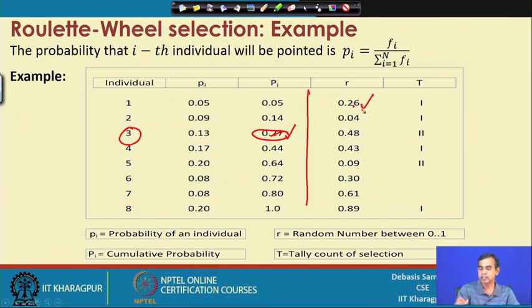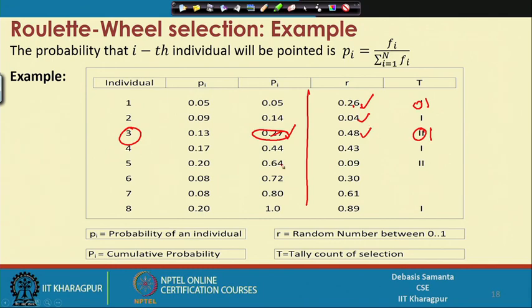So if 0.26 is tossed first, then the third individual will be selected, and we give a tally mark here, 1. Next is 0.4, which selects individual 1 because it is less than this one, so 1 is tallied here. Then 0.48 is the next toss, which selects 5, so we tally 1. Then 0.43 means 4.